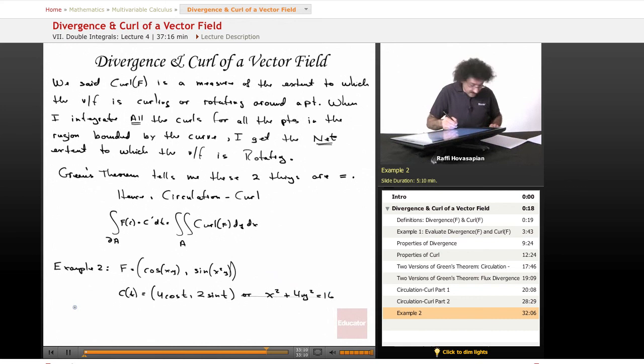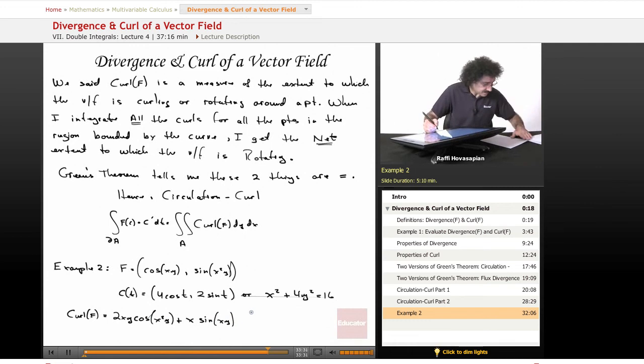Okay. Well, we found the curl already. The curl of f, we found it already. That's equal to 2xy cosine of x squared y plus x times the sine of xy.